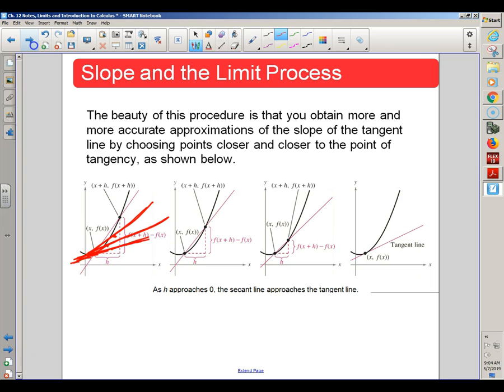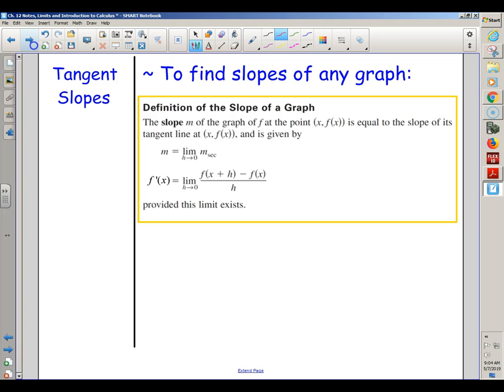And what's happening to h as these points get closer and closer and closer? H is how far away it is. H is getting smaller and smaller and smaller, and hence h is approaching. Hey, that's what we've been doing, right? H is approaching 0. The secant points are approaching the tangent point.